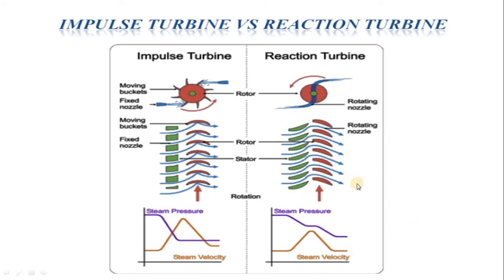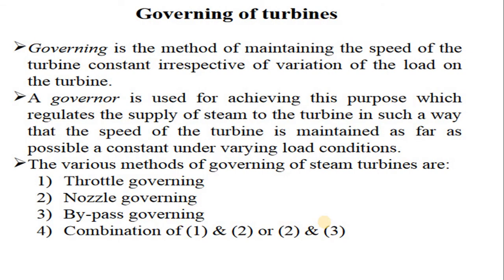But when we talk about the reaction turbine, its velocity again increases in the fixed blade, because the fixed blade performs the same function as the nozzle, and simultaneously pressure goes on decreasing. Further, velocity decreases when that same steam comes in contact with the moving blade, and simultaneously pressure is also dropped. So this is all about construction and working of the reaction turbine and the difference between impulse turbine as well as reaction turbine. So students, the next important part of the steam turbine is governing.